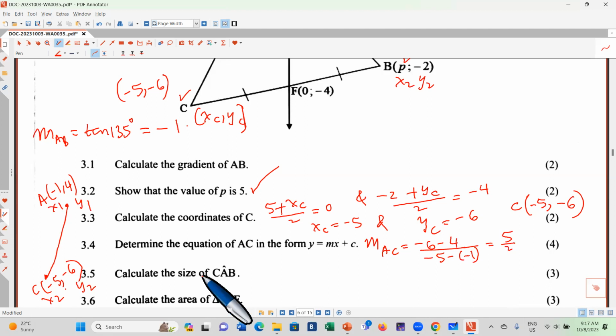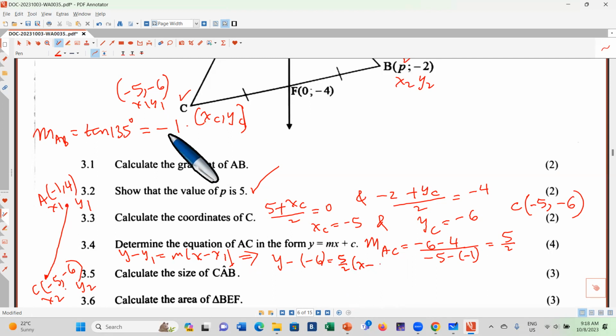Right, we're good. And then what is the equation? To get the equation, we're going to use the most famous formula, which says y minus y1 is equal to m into x minus x1, like this. Right, so what is this? Right, it's y minus, but obviously we're speaking of the equation of AC. So it's y minus, what is this one here? It's x1, y1. What is y1? It's -6. The gradient is 5 out of 2 into x minus. What is x1? It is -5.